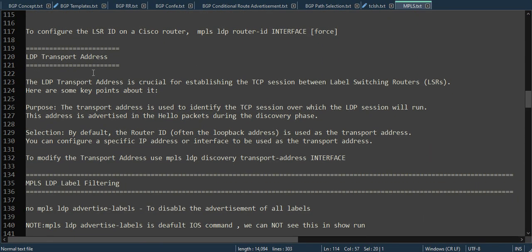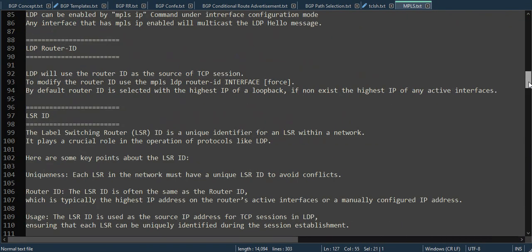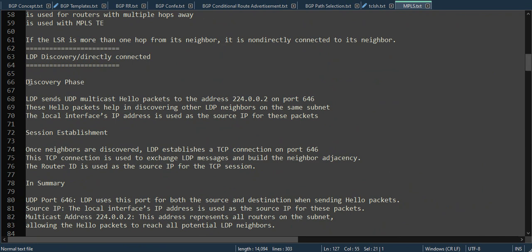The other one is the LDP transport address. The LDP transport address is crucial for establishing the TCP sessions between label switching routers, LSRs, or P or provider routers. Some key points about its purpose: the transport address is used to identify the TCP session over which the LDP session will run. And this address is advertised in the hello packets during the discovery phase. This is the discovery phase, the first phase of LDP.